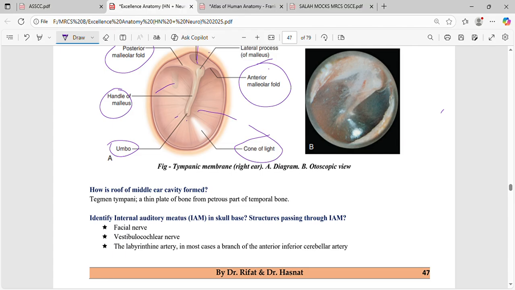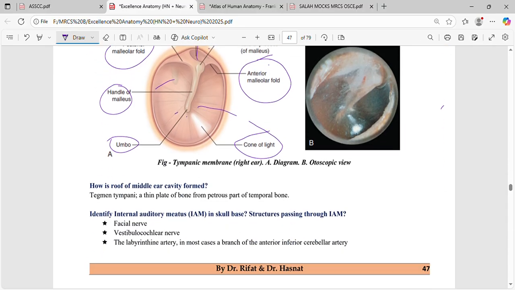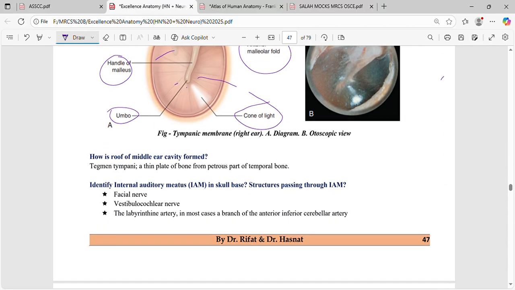So how is the roof of the middle ear cavity formed? This is formed by the tegmen tympani, a thin plate of bone from the petrous part of the temporal bone. So this forms the roof of the tympanic cavity or middle ear cavity.